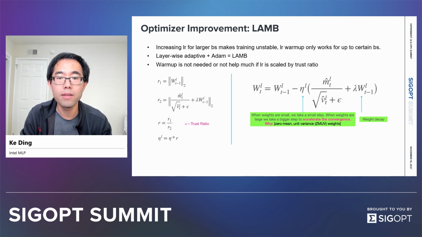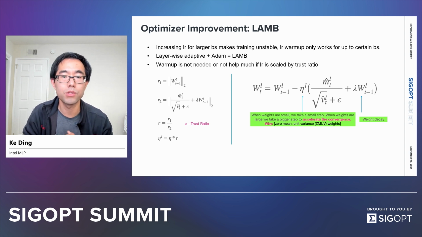For example, when increasing the batch size from 32K to 128K, the default SGD optimizer won't converge the model at all. And increasing the learning rate for larger batch size makes training unstable. And learning rate warm-up only works up to a certain batch size. Hence the introduction of the LAMB optimizer, which, in simple summary, is layer-wise adaptive plus the Adam optimizer, proposed by the Google Brain team. They introduced a new concept called trust ratio.